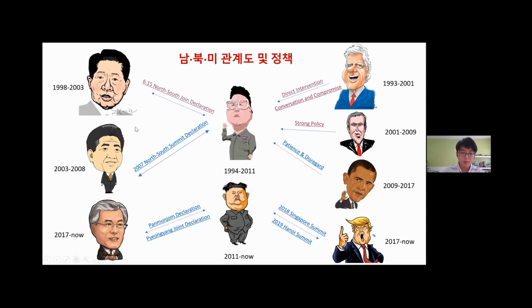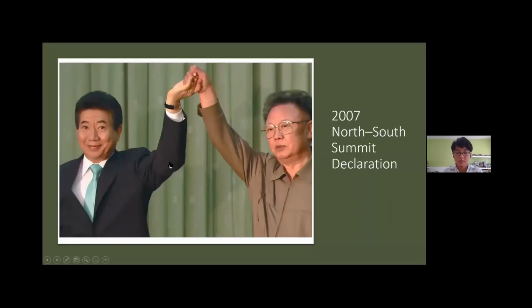And then there's President Roh Moo-hyun, who again went to Pyongyang to meet leader Kim Jong-il in 2007, and they held another summit. They declared the 2007 North-South Summit Declaration, which declared that they're going to continue the June 15th Declaration, and also have more cooperation between the countries to further bring back the relationship.